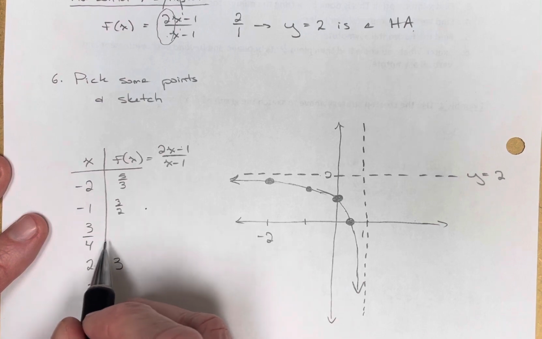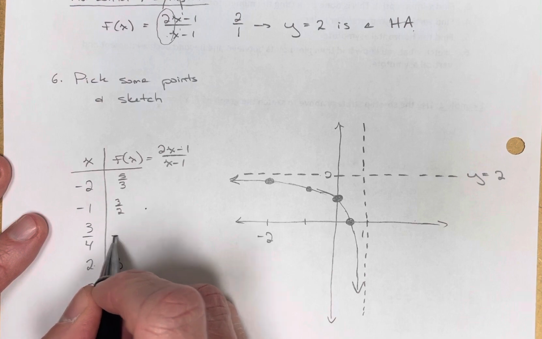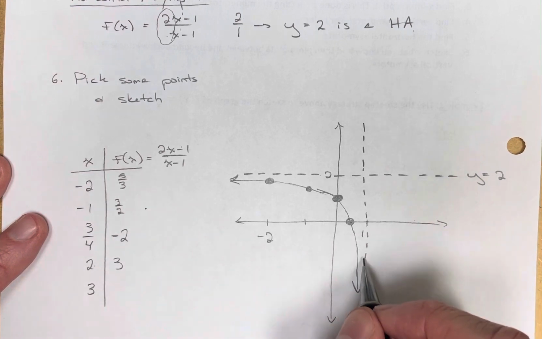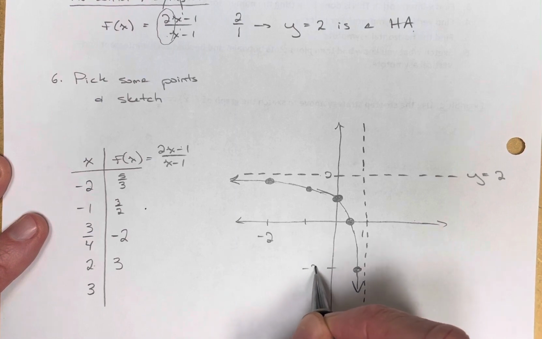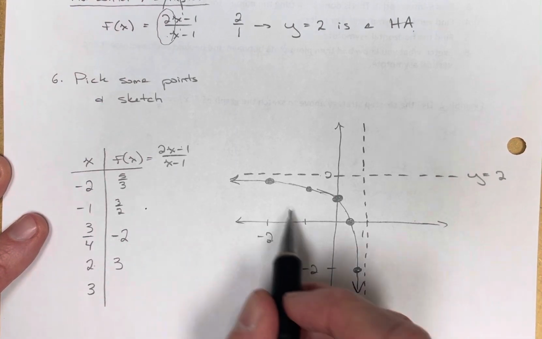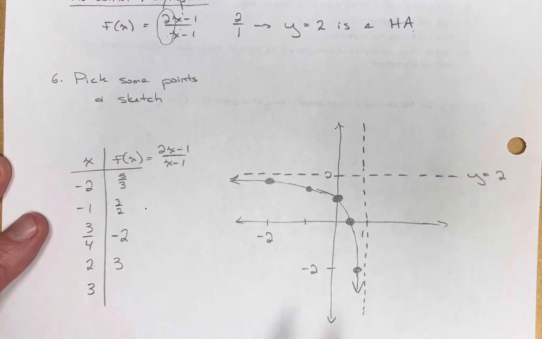Whoops, excuse me, I forgot to do 3/4. 3/4 gave me a -2. That's what I forgot to do. That's down here. Sorry about that. So now that really shows how that looks.